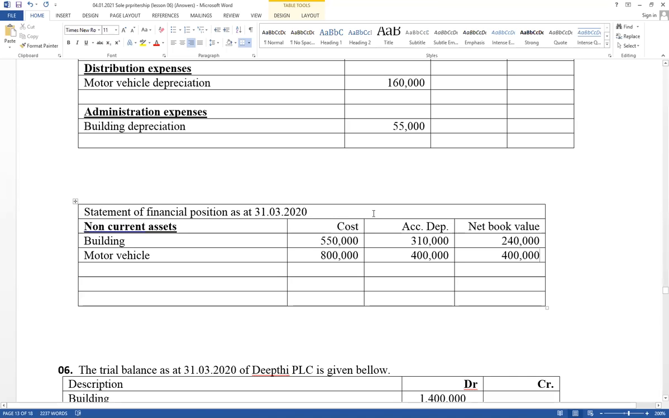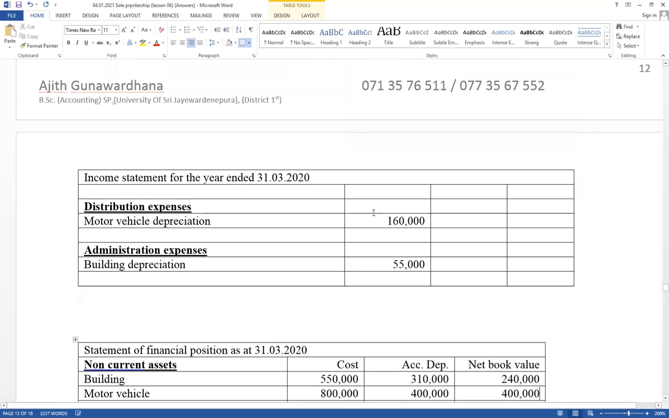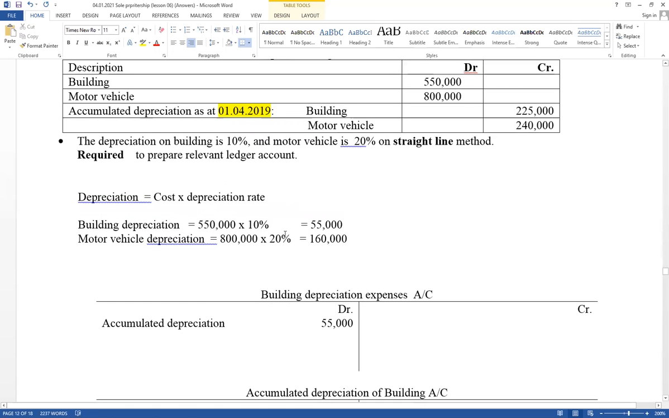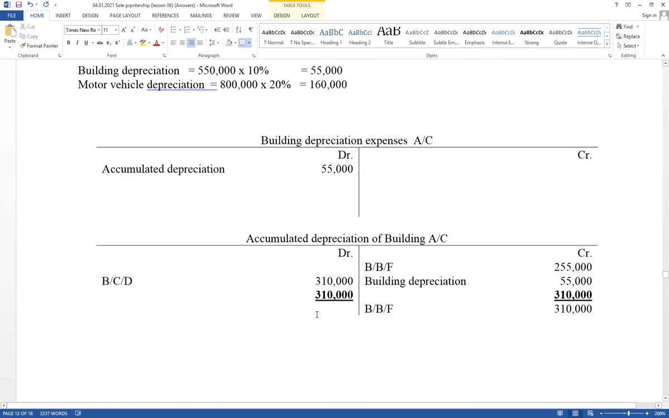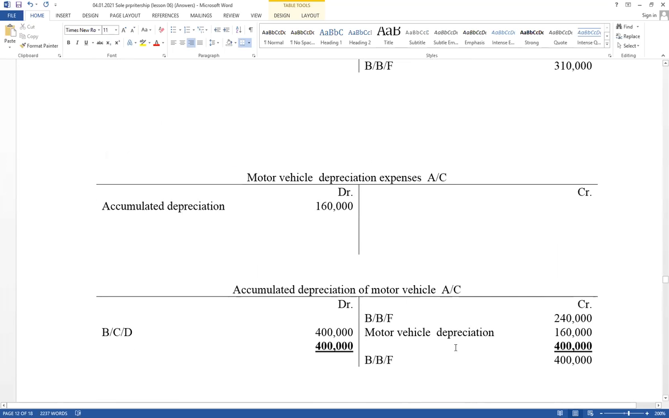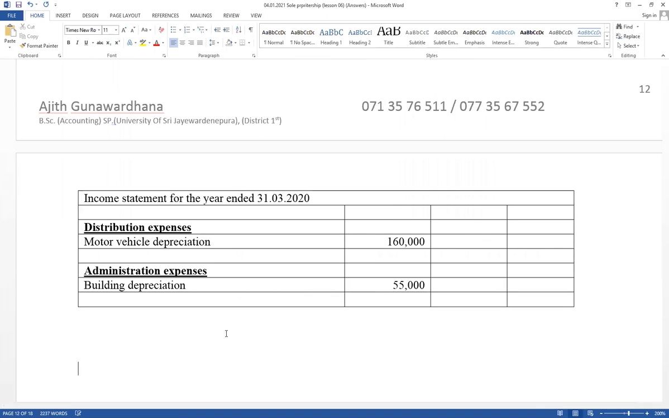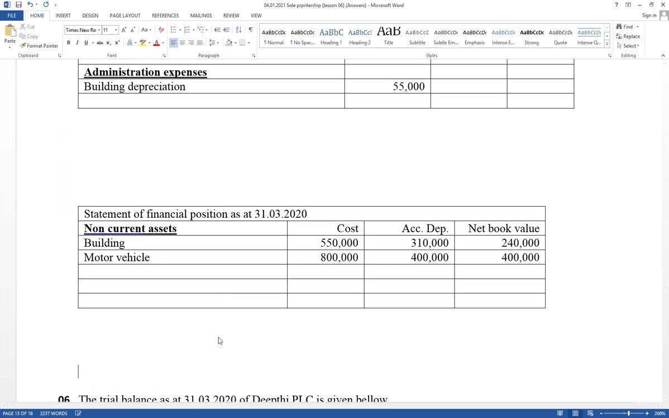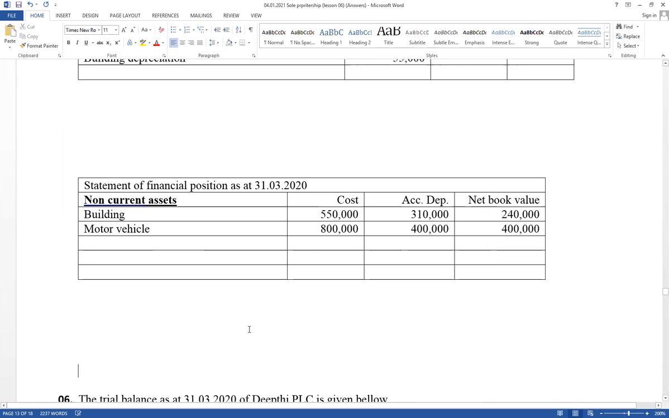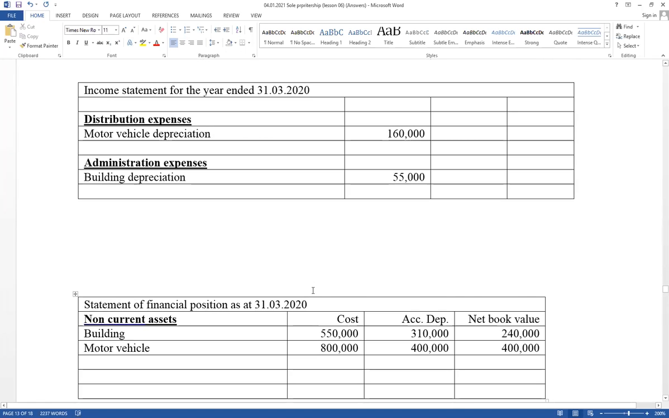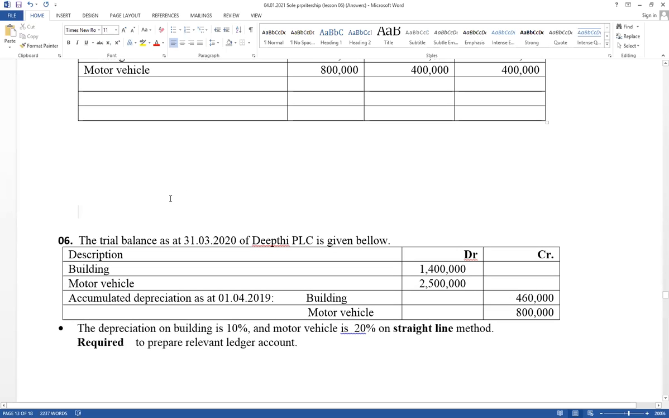If it is given as an adjustment, this is the way. First, how to calculate, then how to record in the ledger accounts. Think about motor vehicle depreciation and building depreciation. Then think how to disclose in the income statement, first column, and how to disclose in the financial position. Straight line basis. Now I am going to discuss reducing balance methods. Right, question number 6 is relevant for straight line basis.